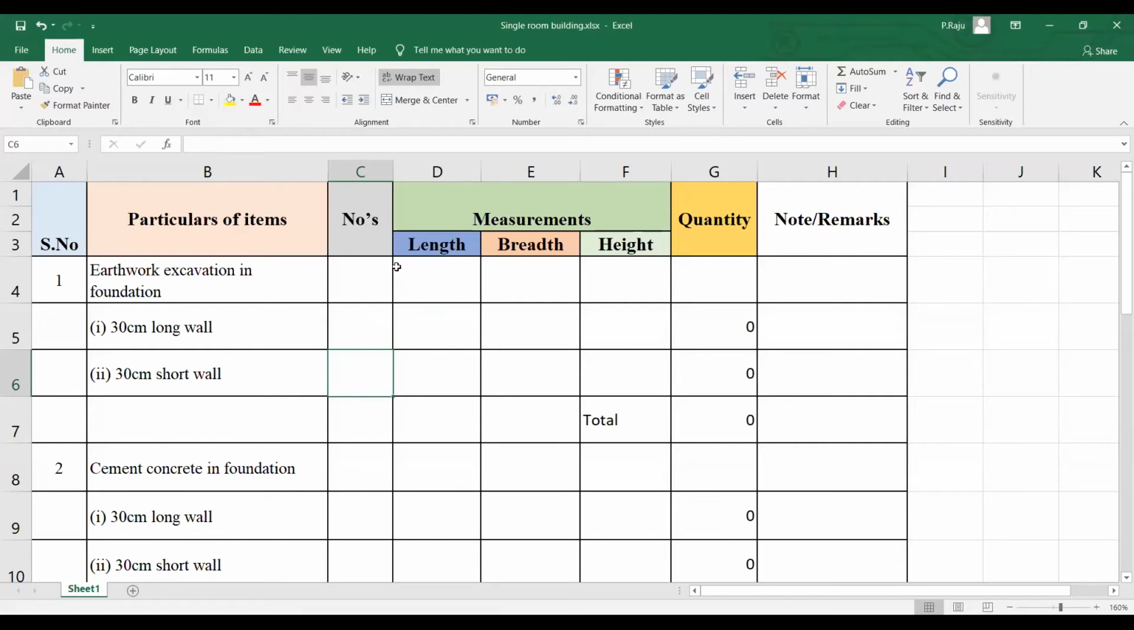Fantastic. 2 long walls and 2 short walls. We know it because the diagram itself says 2 long walls and 2 short walls. So I think everyone is clear with it.